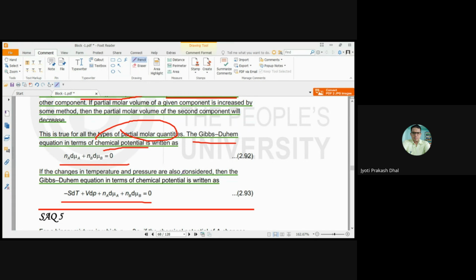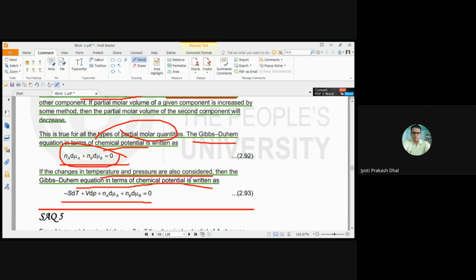If we write the Gibbs-Duhem equation in terms of chemical potential, we can write Na d mu A plus Nb d mu B equals 0. So this is the Gibbs-Duhem equation in terms of chemical potential. If the changes in temperature and pressure are also considered, then the equation changes. So here we will consider the changes of temperature and pressure.